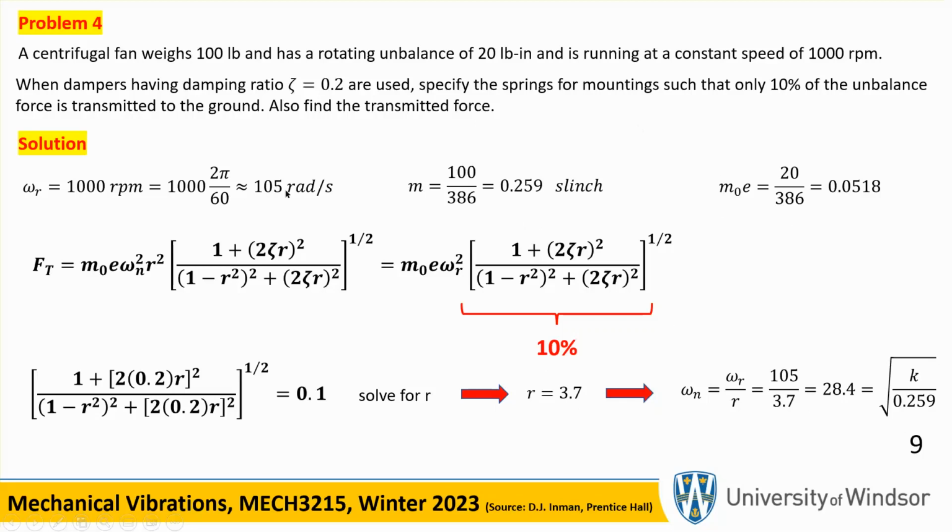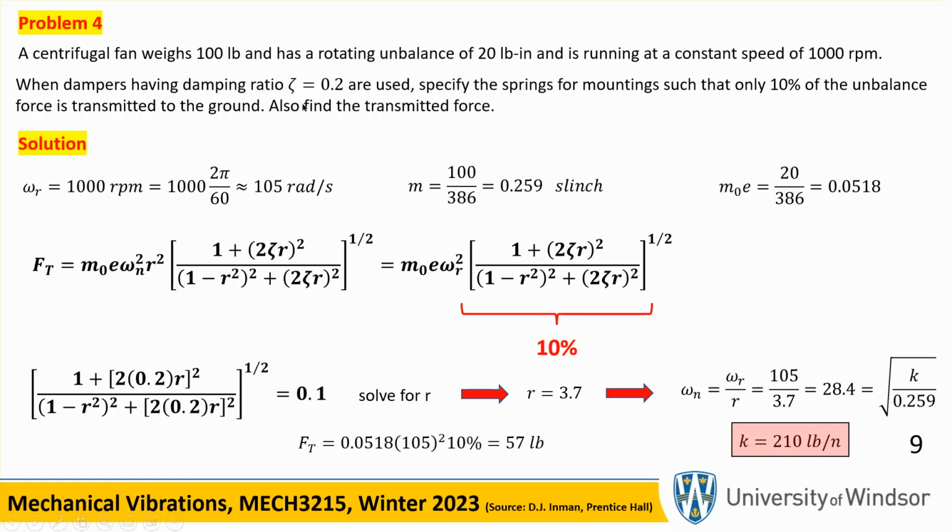What is that, right here? 0.259 slinch. And I'll give you the value of k, which is this number, 210 pounds per inch. This is wrong too, it's per inch. Okay, good. And that takes care of the problem.